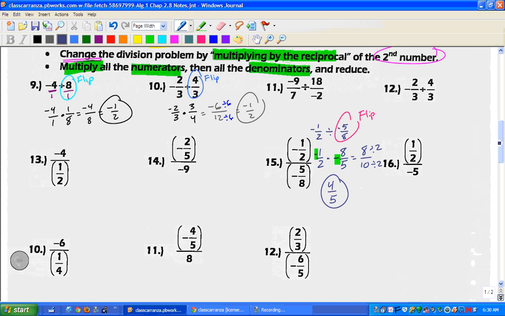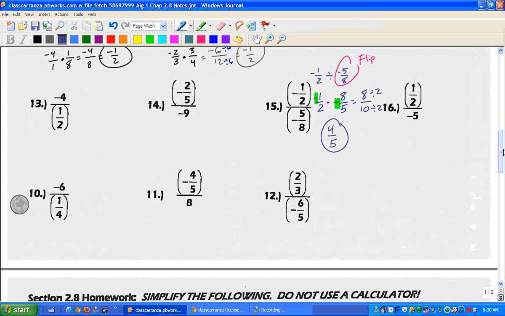Right, and let's see, number 6. Not number 6, number 10. So we're going to write this like that. We have to turn everything into a fraction, and then we need to flip. Multiply your numerators, your denominators, and when you reduce, there's your final answer.